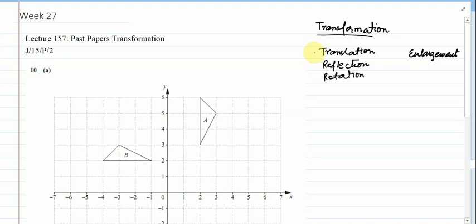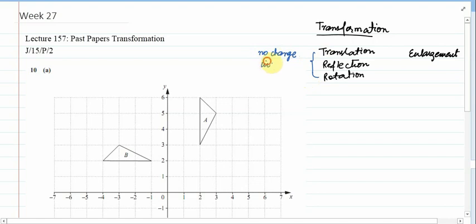Now the first 3 transformations we call isometric, which means no change in size. Whatever the size of the object will be, it is the same as the size of the image. But enlargement is non-isometric; in this transformation there is a variation in size. So size varies, right? That is the basic difference between these 3 and enlargement.